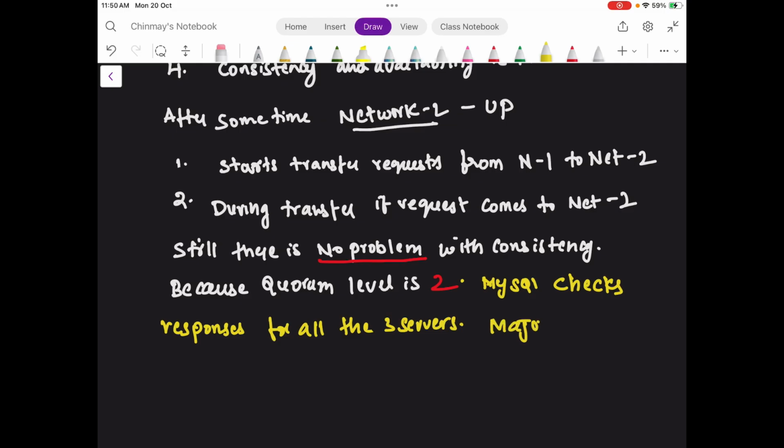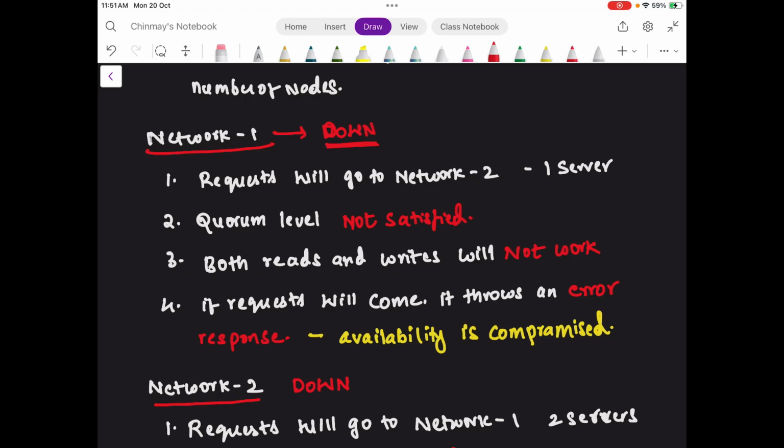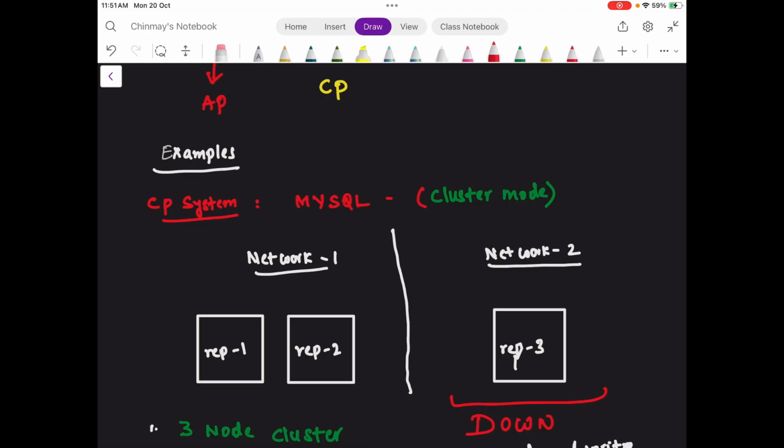Majority is 2. Okay, this majority is 2. That response is given back. Here there is no compromise in the consistency. What is compromised here? Availability is compromised. Since availability is compromised, this is a CP system.